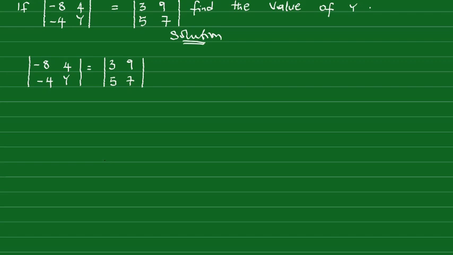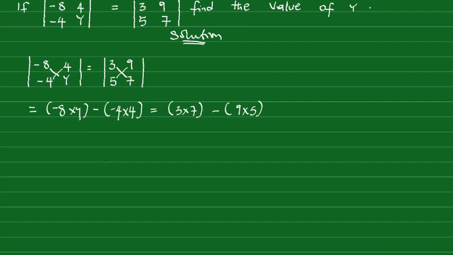Now, we proceed by looking for the determinant of both matrices through the process normally employed in looking for the determinant of a 2 by 2 matrix. As we cross multiply, we also cross multiply these other matrices. So this becomes equal to (-8 times y) minus (-4 times 4) is equal to (3 times 7) minus (9 times 5).